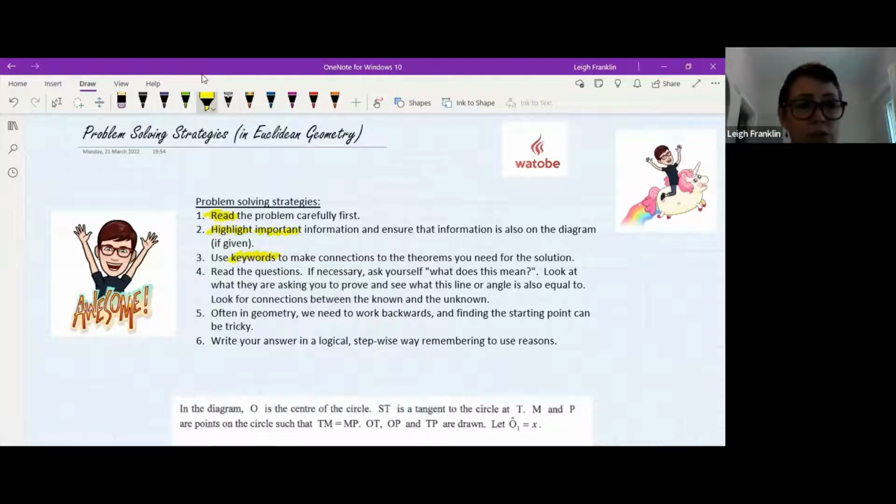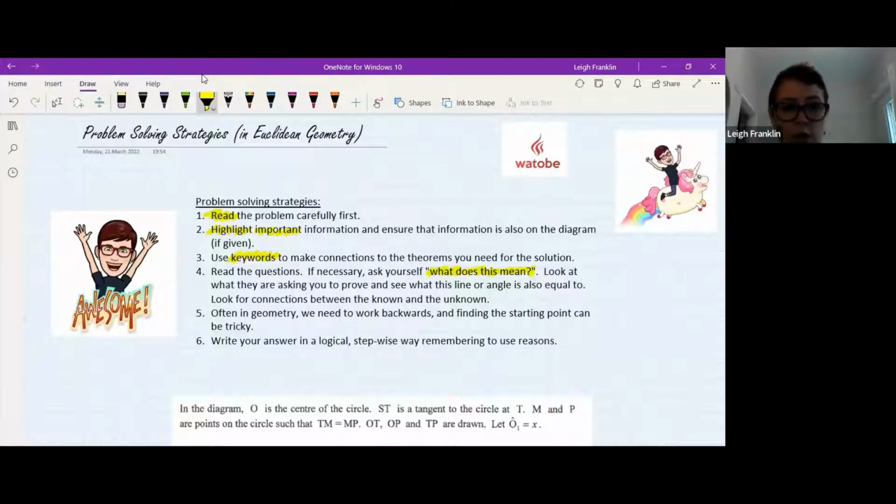The other thing that I want to stress before we get started: once you've read the questions, ask yourself, what does this mean? I think that's a really, really important strategy in maths. And not just in Euclidean geometry, but in all sections, we can ask ourselves when we've been given information, what does this mean? How do I interpret this? How do I understand it? And then that often gives us a starting point as to how to use this information.